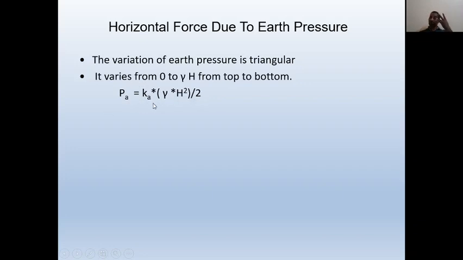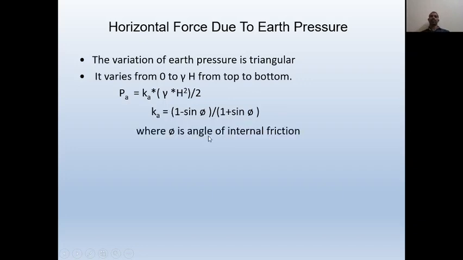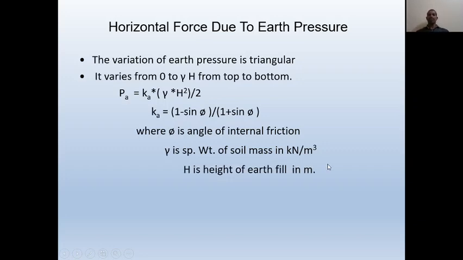We need to convert that vertical pressure into horizontal pressure, therefore we have a coefficient. The active earth pressure coefficient is 1 minus sin phi by 1 plus sin phi, where phi is the angle of internal friction. And gamma is the specific weight of soil mass in kilonewton per meter cube. And capital H is the height of the dam or height of the retaining wall in meters.